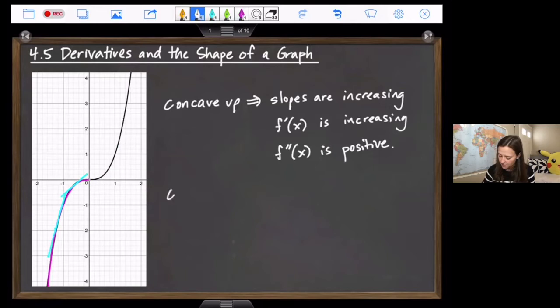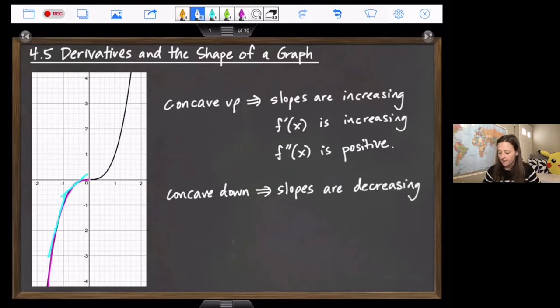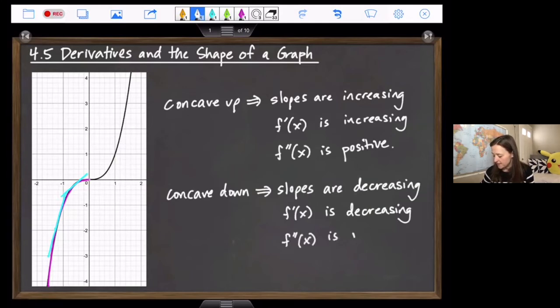So when we're concave down, our slopes are decreasing. They went from steep and getting flatter. So our slopes are decreasing. Again, if slopes are decreasing, f prime is decreasing. If f prime is decreasing, that means its derivative is negative. When a function is decreasing, its derivative is negative. So its derivative, f double prime, is negative.